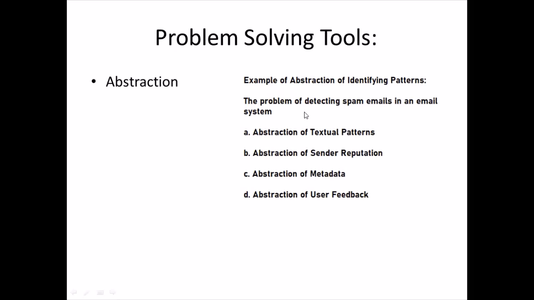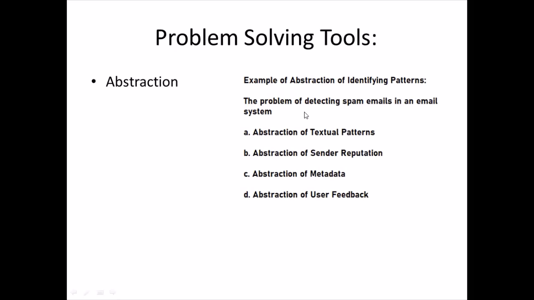By identifying these patterns through abstraction, we can develop generalized solutions for spam detection. So instead of relying on specific keywords or sender names, we can build algorithms or machine learning models that generalize the identified patterns across a large number of emails. This approach enables the system to adapt and detect new spam patterns that may emerge over time.